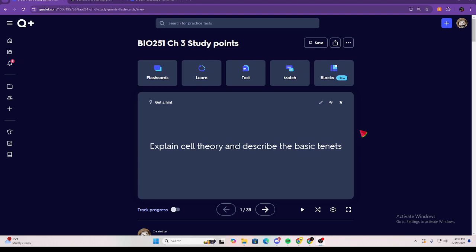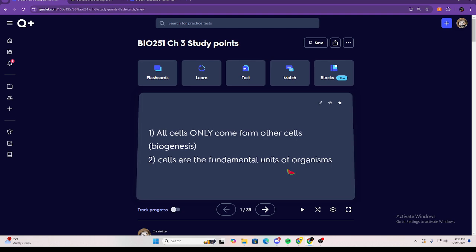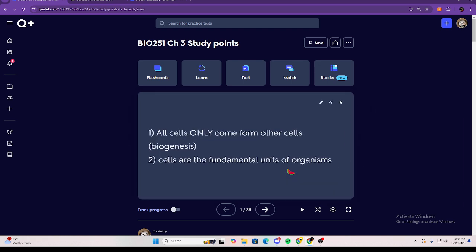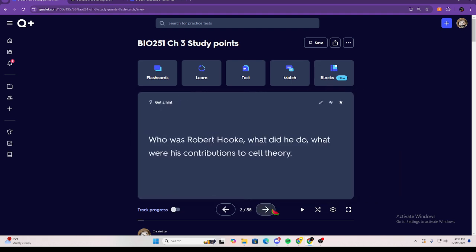Okay, so these are the chapter 3 study points. Go through them really quickly. So what is cell theory, and describe the basic tenets. So basically, cell theory is that all cells come from other cells. That's the basis of biogenesis. And number 2, cells are the fundamental units of organisms.